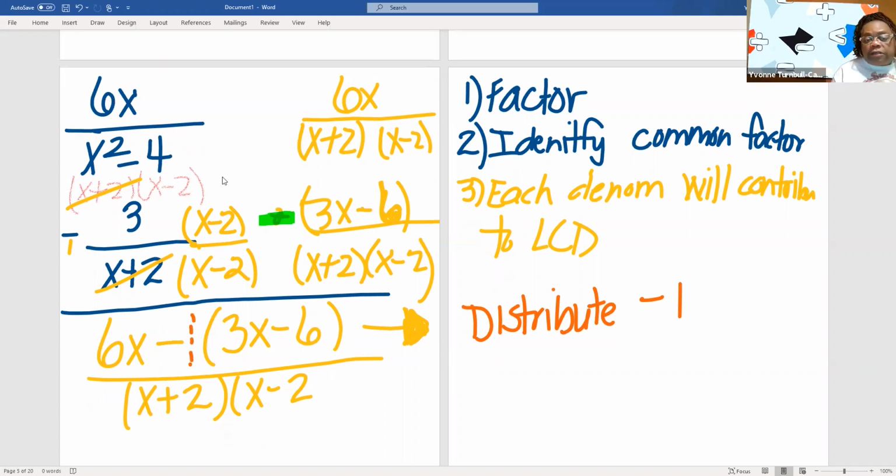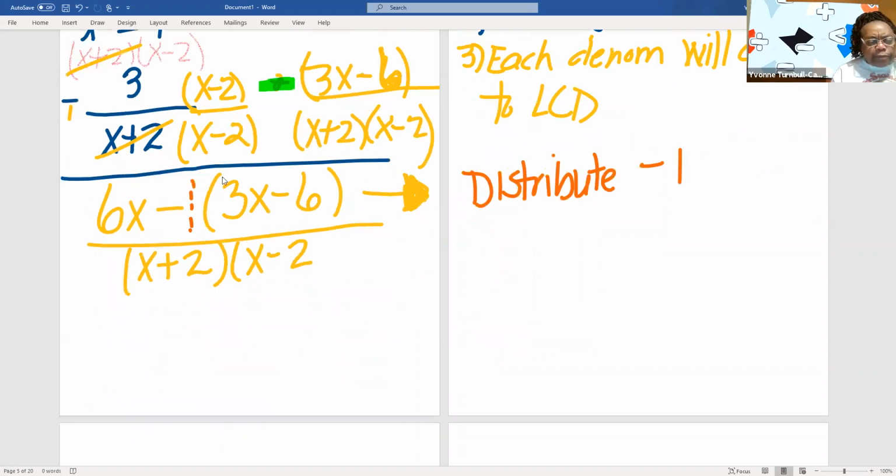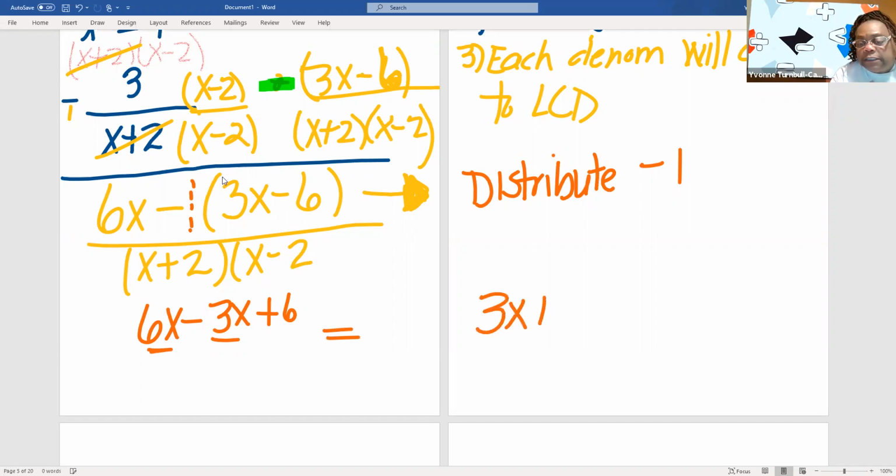In other words, you multiply whatever is in the parentheses times -1, or everything in the parentheses becomes its opposite. So once we do that, we now have 6x minus 3x plus 6. That's what my numerator looks like right now. And I can combine like terms because 6x and 3x are like terms. I now have 6 minus 3 is 3x plus 6 over my LCD, which is x plus 2, x minus 2.